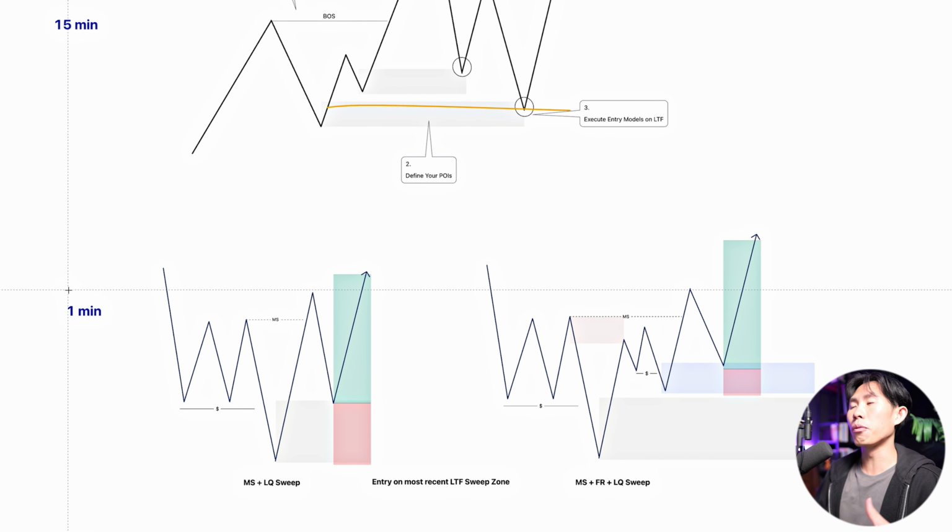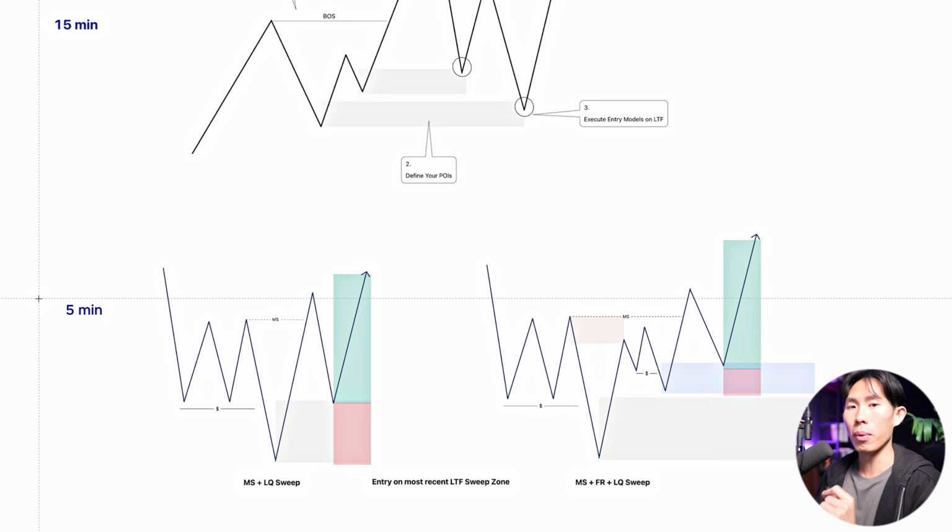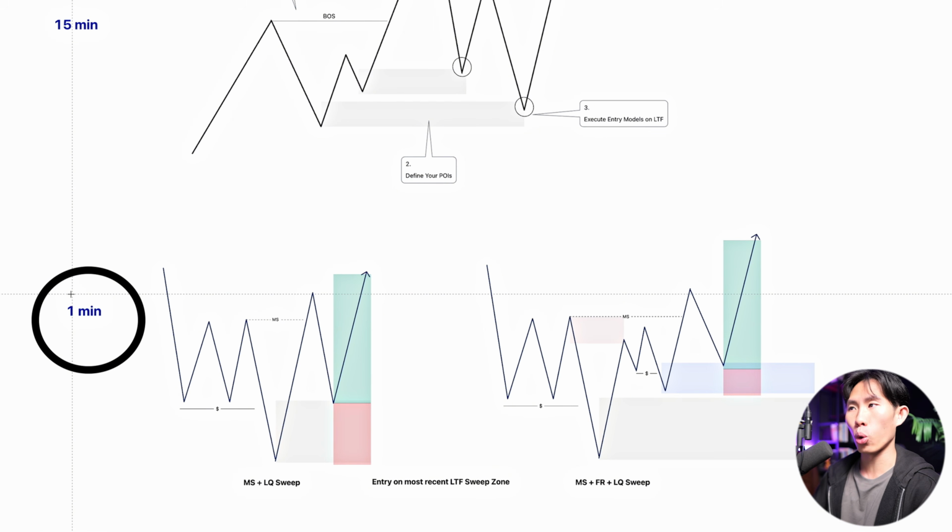Now bear in mind that if you are not very experienced in trading, you can use the 5-minute time frame as your lower time frame instead of the 1-minute time frame, because the 1-minute time frame is incredibly volatile and you can be easily caught within the noise and all the freakouts if you're not careful, if you're not really experienced. But if you're indeed experienced and you have mastered the 5-minute time frame and you do want to catch those sniper entries, then feel free to use the 1-minute time frame as your lower time frame.